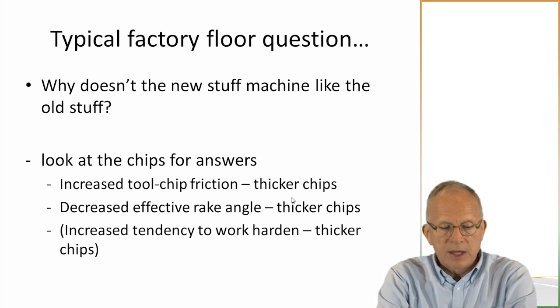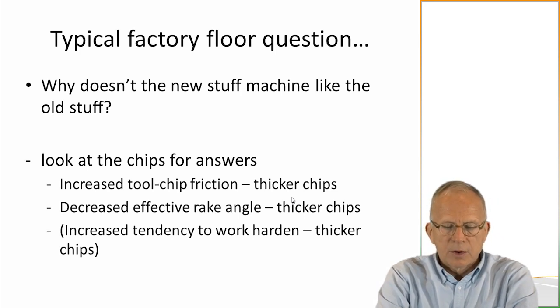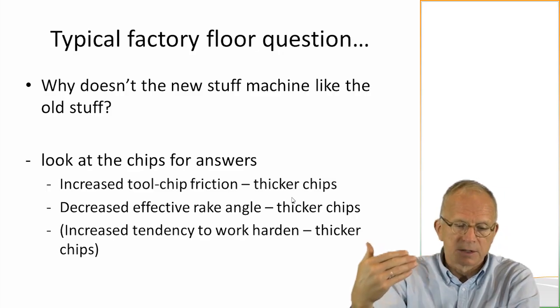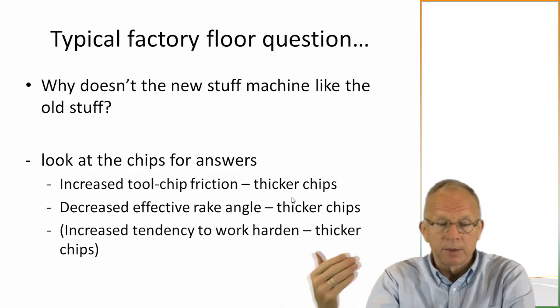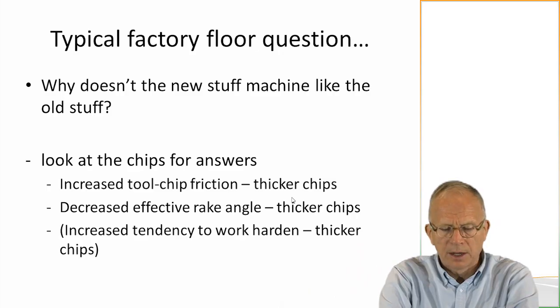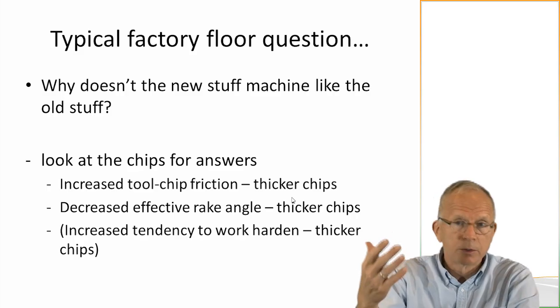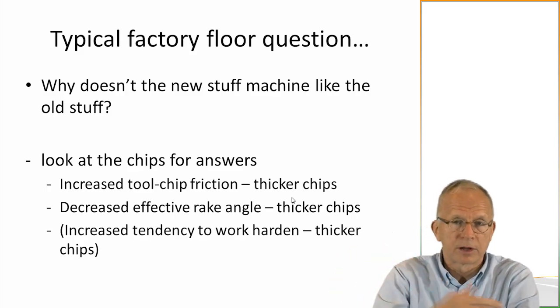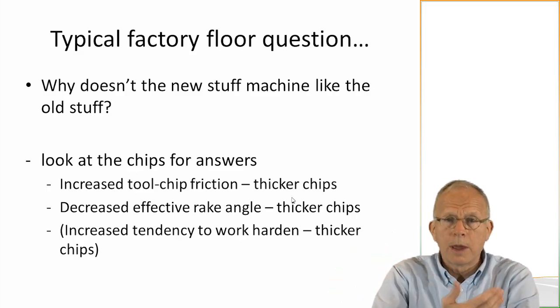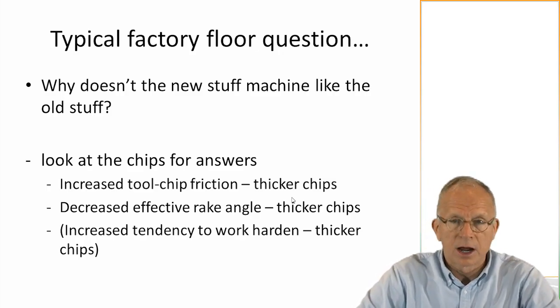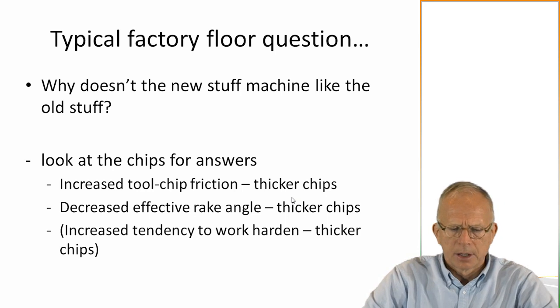And you can look to the chip for the answers. So if the chip is getting thicker, this is always an indication of greater forces. And so what might this be coming from? It could be the friction somehow has gone up. And so this might be the lubricant, or the coating's wearing off, or the coating on the tool isn't so good, or maybe the workpiece material has changed somehow so that it has a higher friction coefficient with the tool.